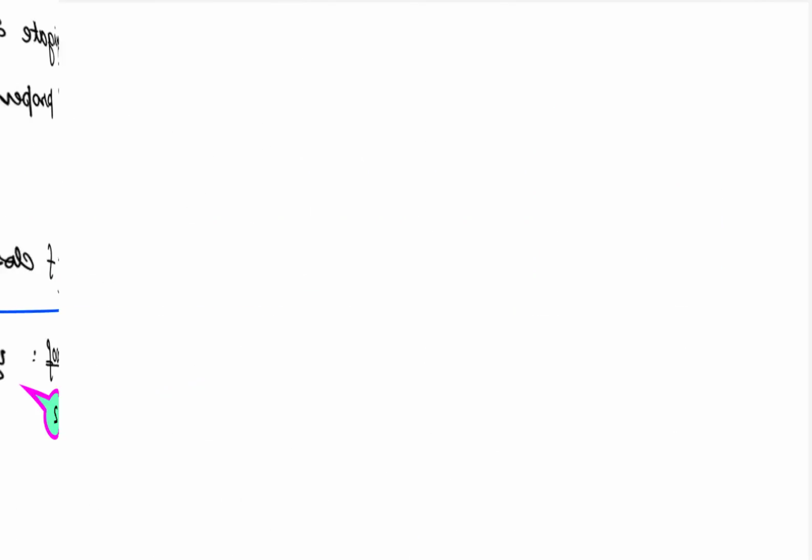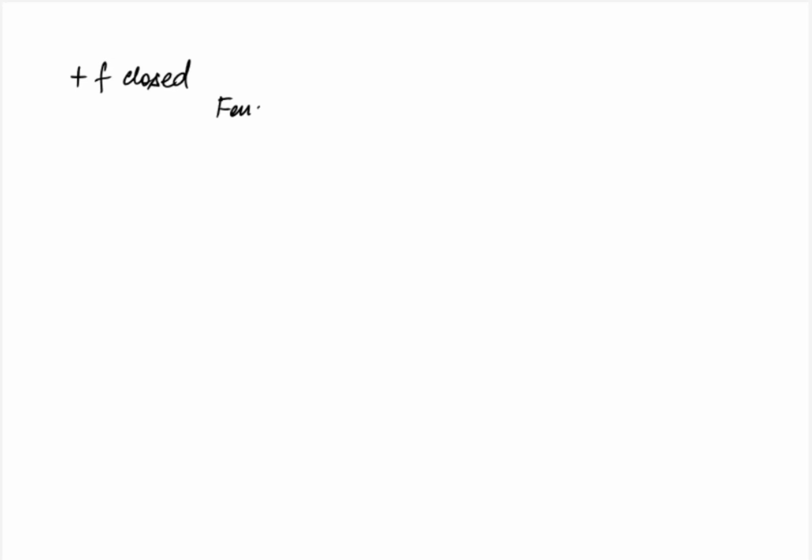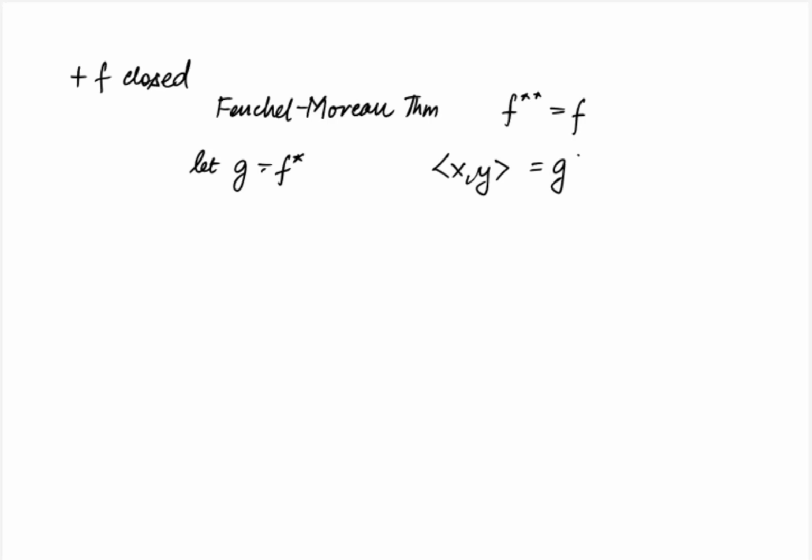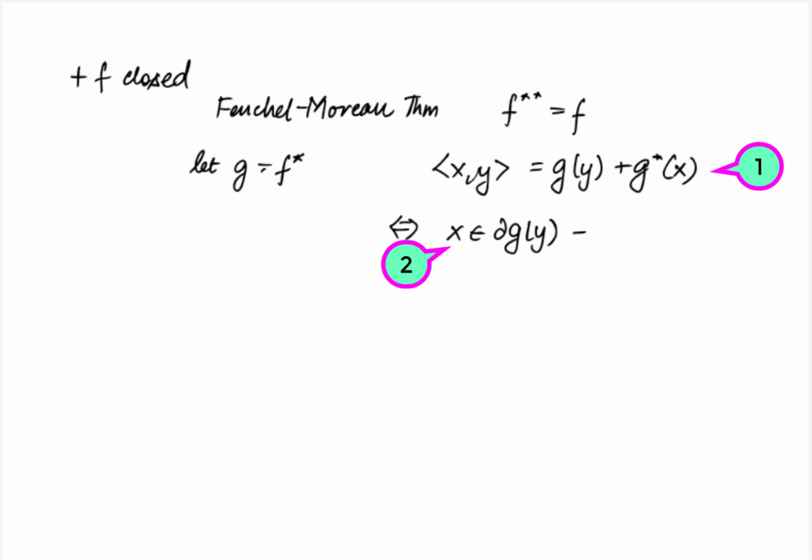Now additionally, if f is closed, we have the Fenchel-Moreau theorem, which said that f star star, the biconjugate of f, is equal to f. So let us just denote f star with g. So then the same equality can be written as x comma y inner product is equal to g of y plus g star of x. Then we have already established that x is a subgradient of g at y, and therefore it is also a subgradient of f star at y.